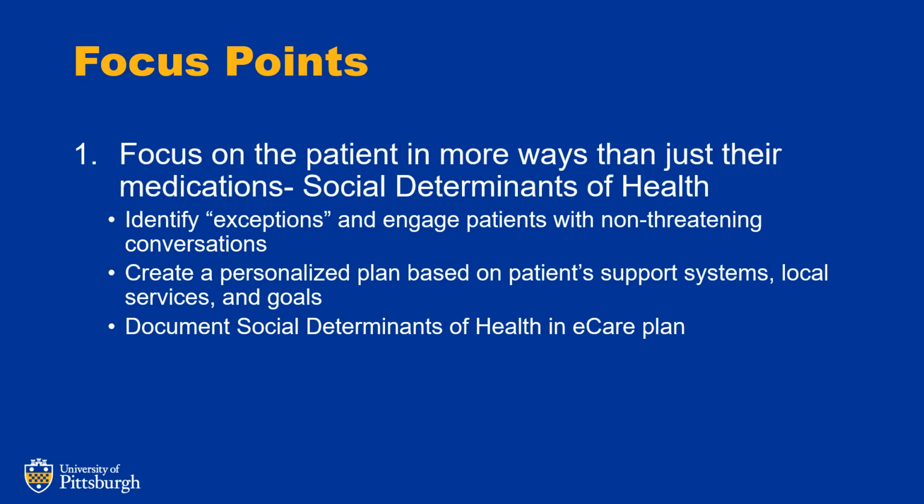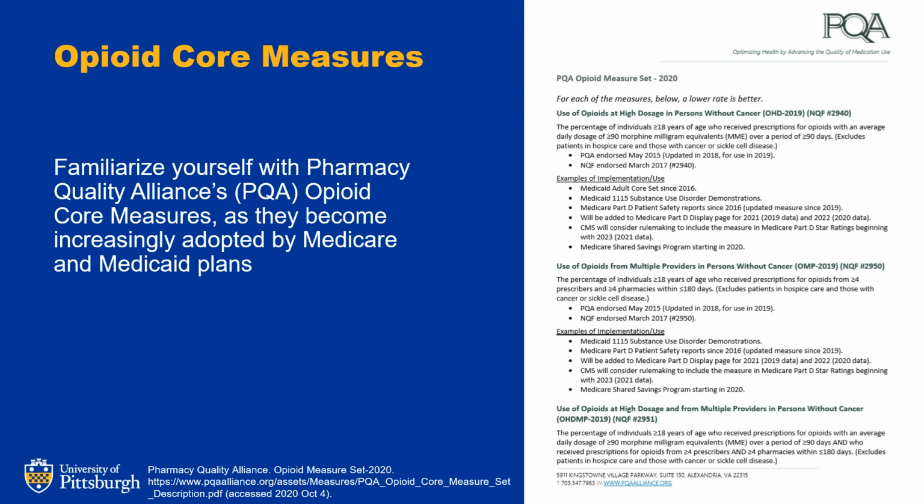I wanted to highlight this great resource from the Pharmacy Quality Alliance, known as the Opioid Core Measures. It is really important that we are aware of how our services are being measured and paid for. By having a good understanding of these health plan quality measures, it enables us to work within this complex system of metrics to highlight the values our pharmacies are bringing to the table. I encourage you to familiarize yourselves with the metrics because they are becoming increasingly adopted by Medicare and Medicaid plans, and once they are more broadly adopted, your pharmacy will just be ahead of the game.